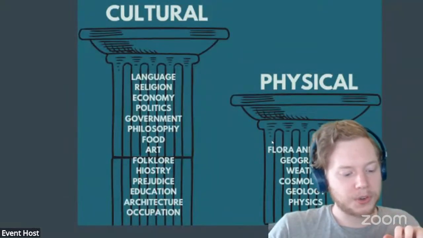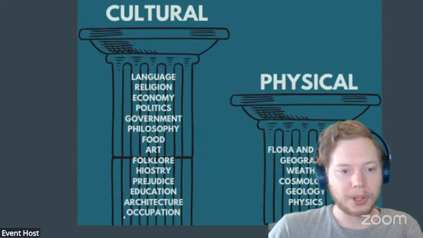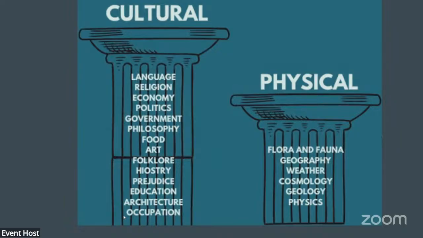Okay, let's look at some major elements of world building. Cultural, physical are sort of two of our biggest ones. This is where we're looking at everything on a physical level. What would be there if there were no intelligent species present? Flora and fauna, geography, weather, cosmology or astronomy, geology, physics, microbiology, things like this. Think of the natural sciences, the earth sciences, whereas cultural are going to be the social sciences, language, religion, economy, politics, culture, philosophy, food, art, folklore, history, prejudice, education, architecture, occupation. These are all going to be things that could really only be created by intelligent species.